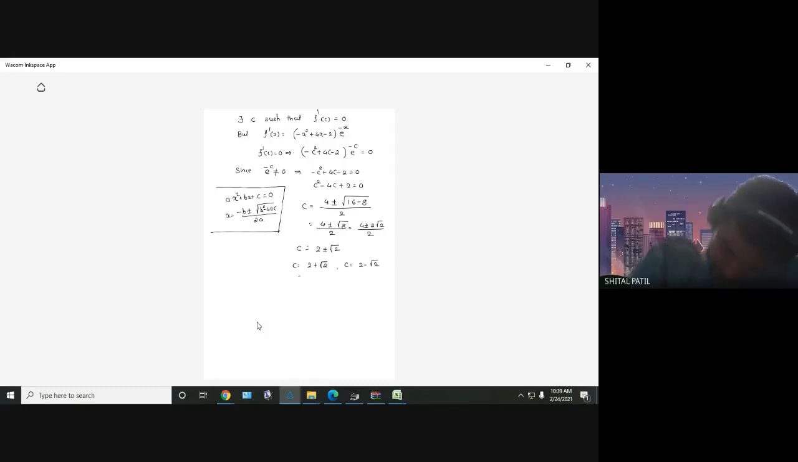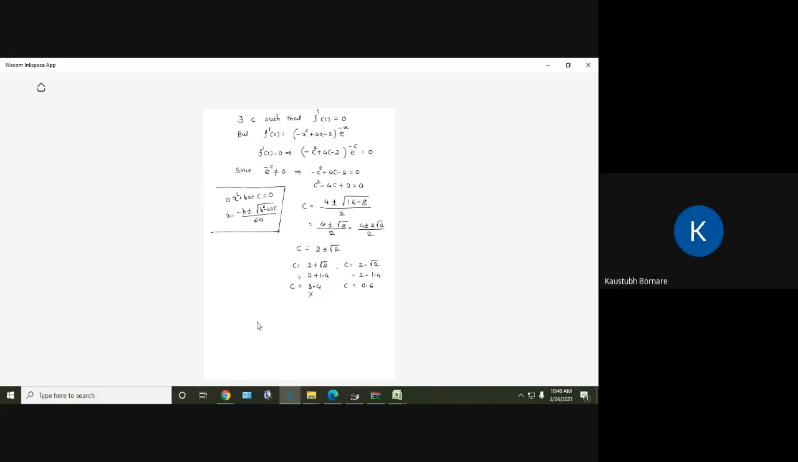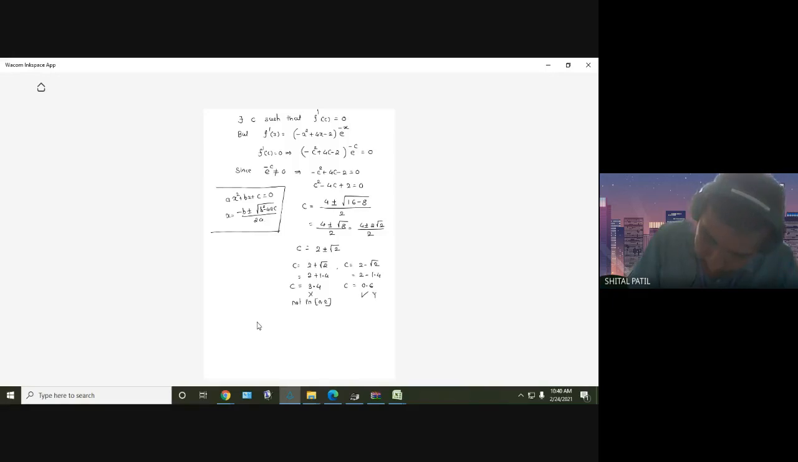दो वैल्यू है. 2 प्लस रूट टू कितना रहता है? 1.4 कुछ रहता है ना? हाँ, अराउंड, अप्रोक्सीमेट. अच्छा, उसमें से कौन सा वैल्यू लेना है c का? Interval 0 to 2 है ना, सो 3.4 0 to 2 में है क्या? नहीं है. 0.6 लेंगे सर. हाँ, करेक्ट. 0.6 is in 0 to 2. Okay, so आंसर हमें क्या लिखना है? c equal to 2 minus root 2.